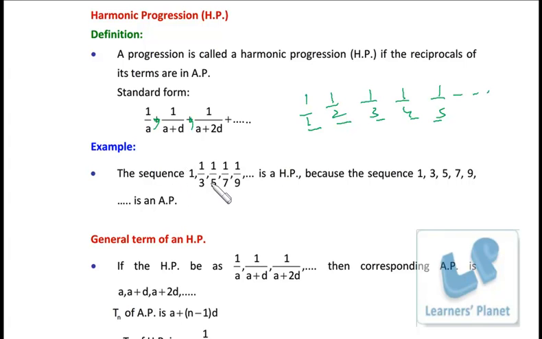So the sequence given over here, 1 by 1, 1 by 3, 1 by 5, 1 by 7, 1 by 9, is an HP, that is a harmonic progression, because 1, 3, 5, 7, 9 are in AP, right? What is the general term of an arithmetic progression? That is a plus (n minus 1)d. That is the general term of an AP. So what will be the general term of an HP? That is the reciprocal of this, right? So that's pretty simple.